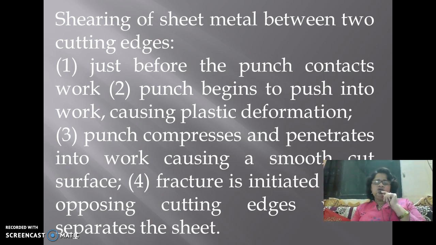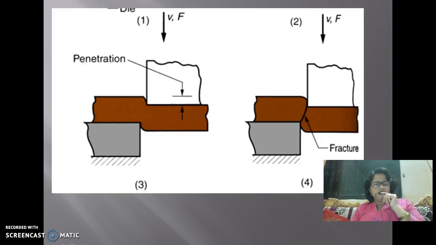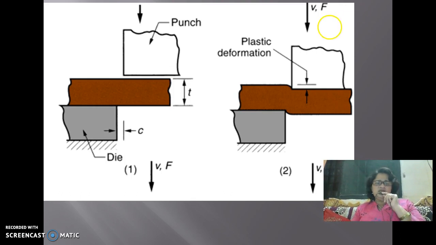The shearing of sheet metal between two cutting edges. Let us look at this phenomenon. Just before the punch contacts the workpiece, the punch begins to push into the work, causing plastic deformation. If you see the figure, here is the punch. The punch moves in the downward direction, if there is proper clearance. This is the first stage.